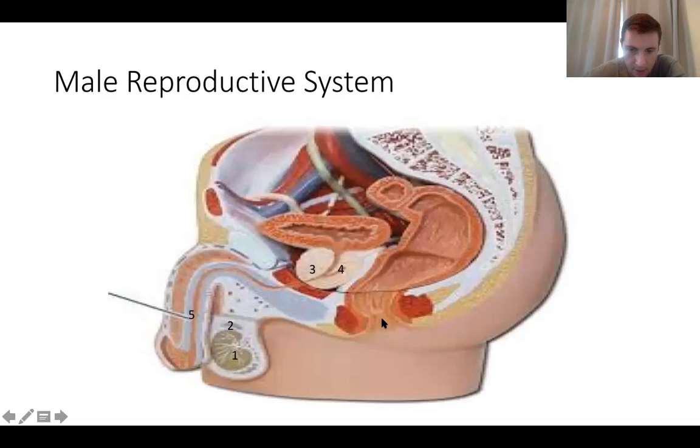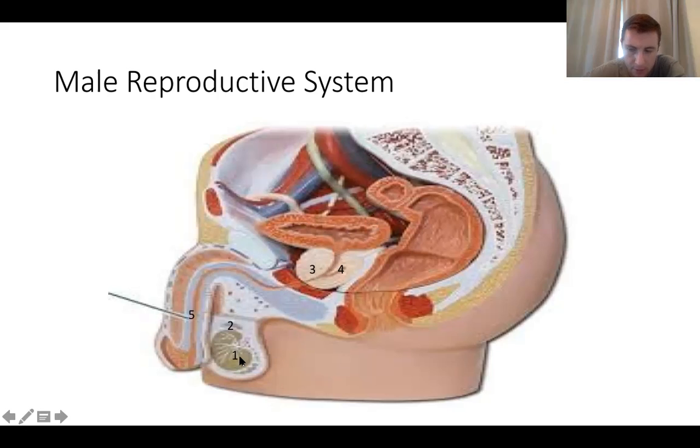This is the anal canal here, and then the rectum here, and then the colon here. This is going to be your male's right ureter, and then that right ureter is going to enter the bladder here, and then the bladder empties out through the urethra right here and out for urination.